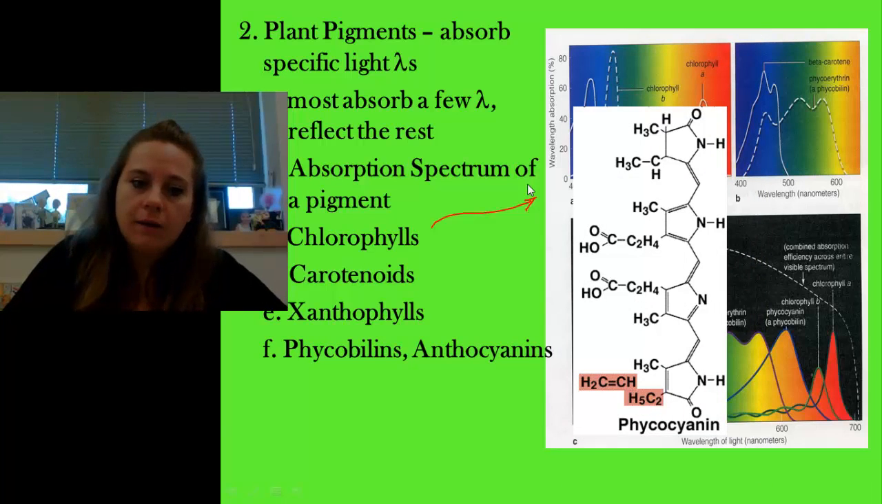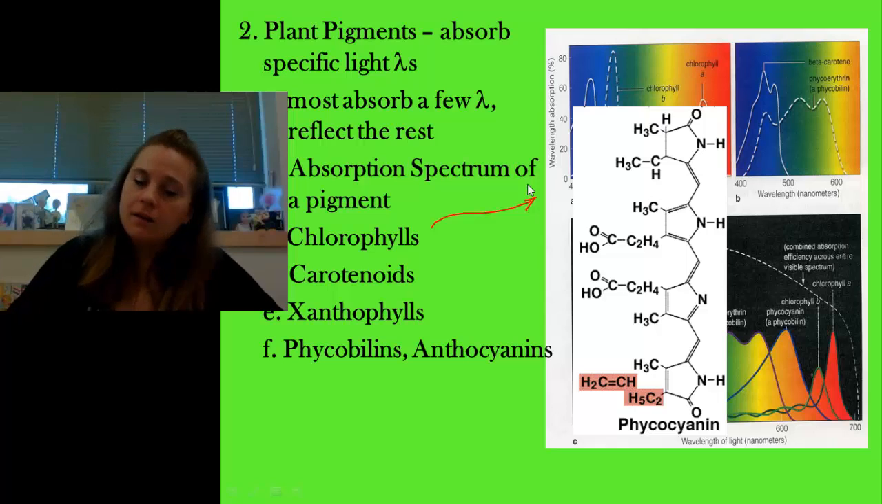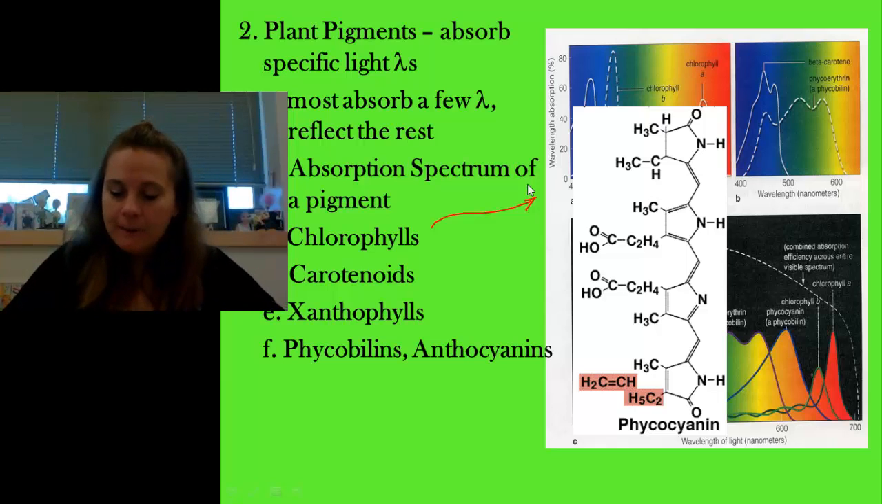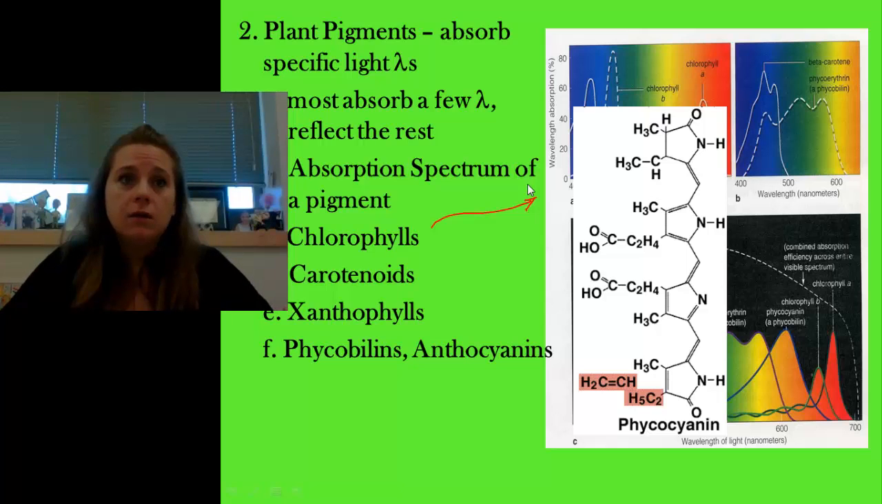Then you have your phycobilins and your anthocyanins. These are pigments that are primarily found in red algae. They capture reds and yellows in terms of light. Your anthocyanins, which I just love the word. Anthocyanin means blue flower. They appear purple. These are some of the pigments that are going to show up in flower color, and they're going to drive insect attraction.